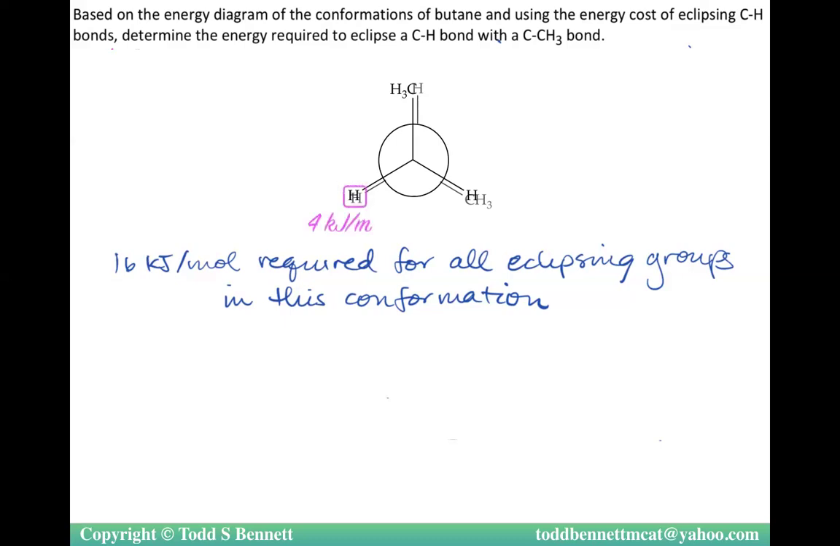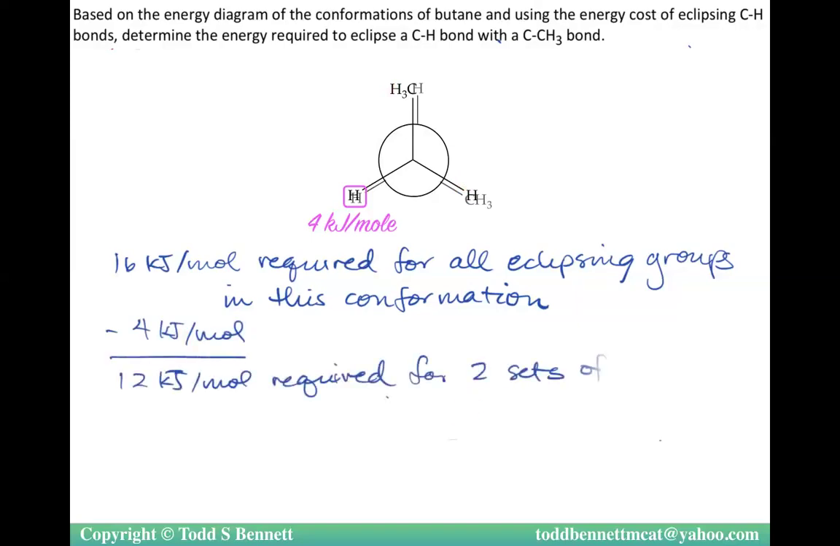Before, we knew it was 12, so each of these were 4. So this one is 4. We had that from our first experiment. So again, we have 12 kilojoules per mole left over. 4 is accounted for here, so minus 4 is 12. These are equal, so divided by 2 means 6 for each.